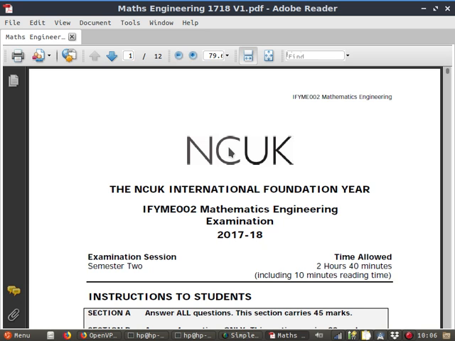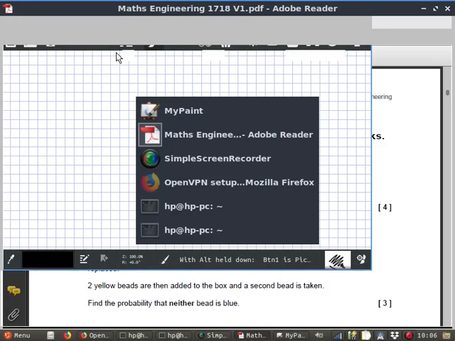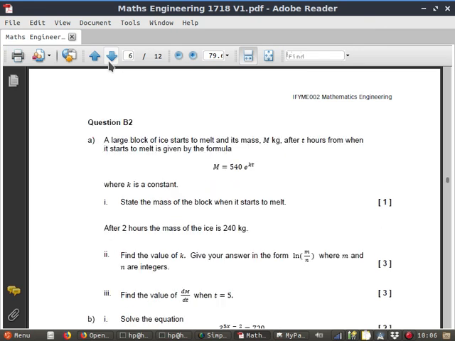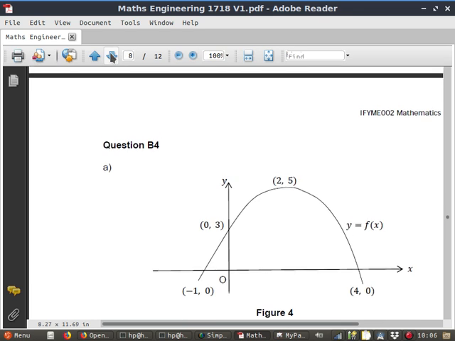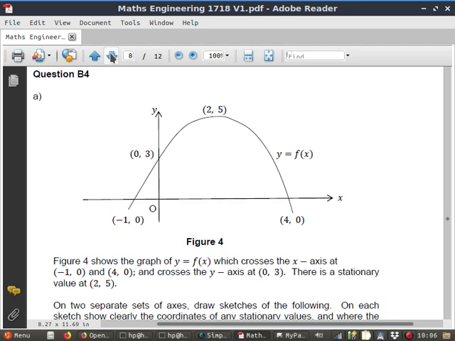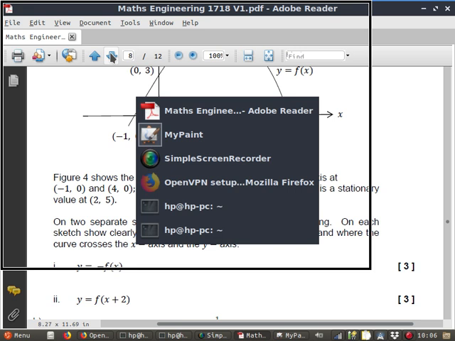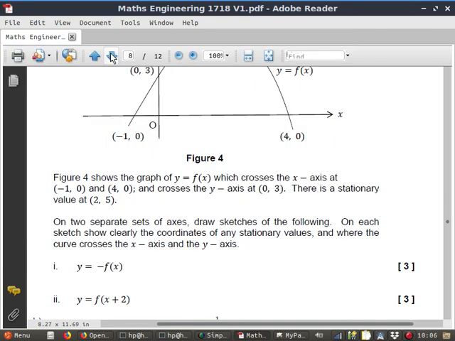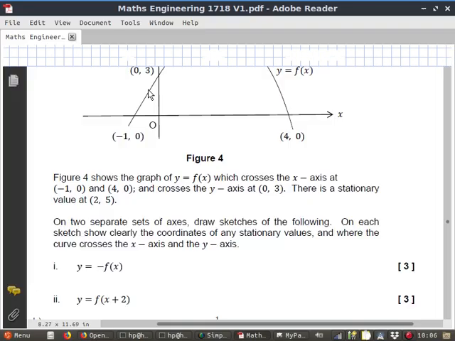So I think the first question was... number 4. Sketch these two. Did it say on 2 graphs or on the same graph? 2 graphs. Okay. So let's draw the first one. There's the first one. There's the second one.